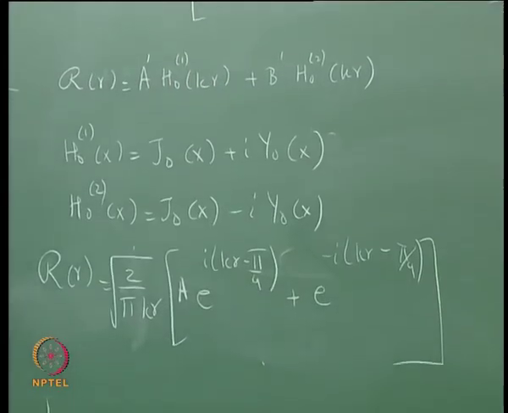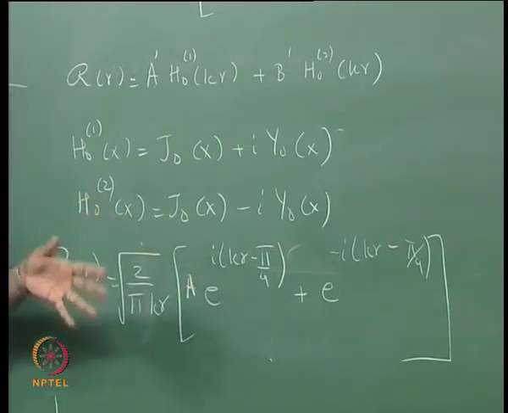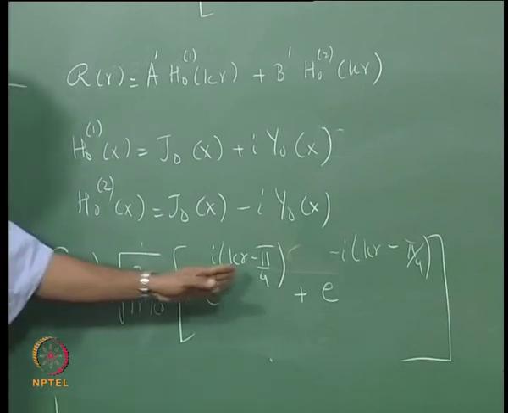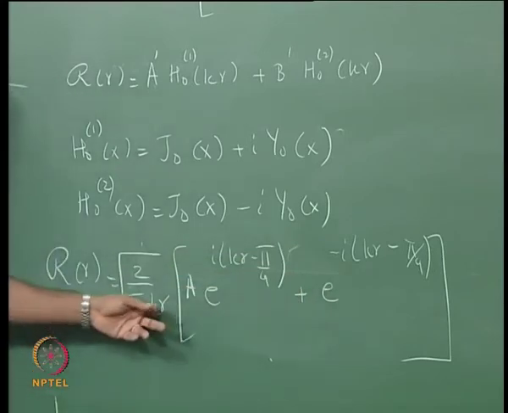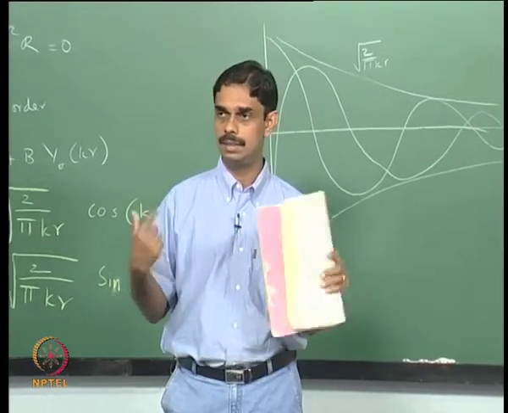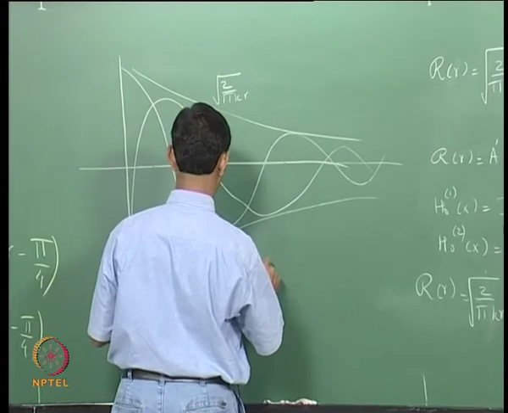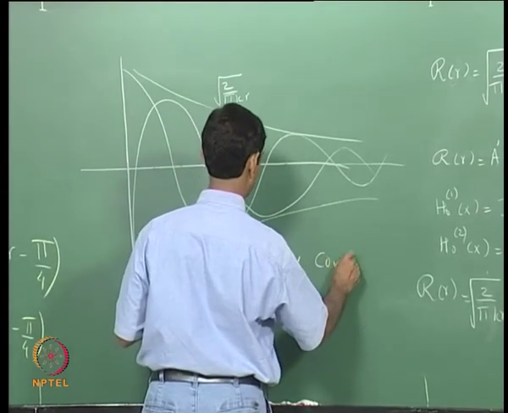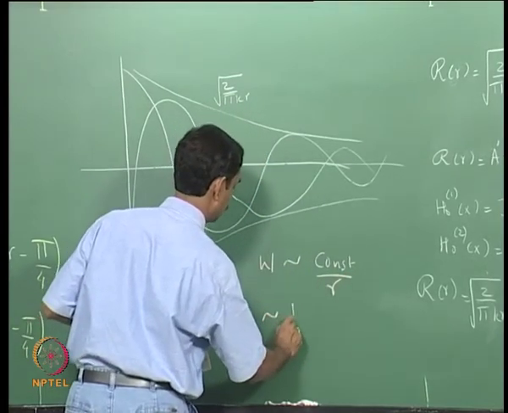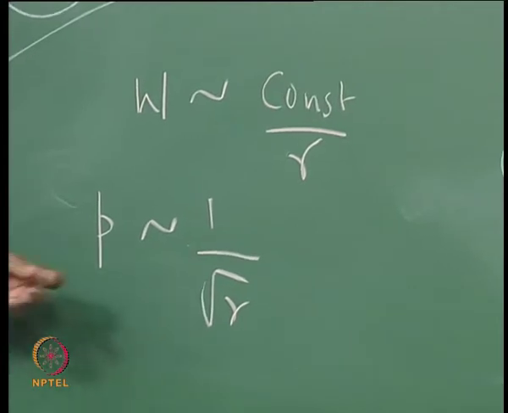of course this formula is valid only in the far field when kr is much larger than 1, but it will give you a hint that you have a progressive wave, e power ikr with a phase shift by pi by 4, similarly e power minus ikr, but divided by root r dependence. And this is quite easy to imagine because when you have a spherical spreading, you have your power going like, so pressure will go like 1 over root r, same with velocity. But this is valid only in the far field, in the near field things will be quite complex.